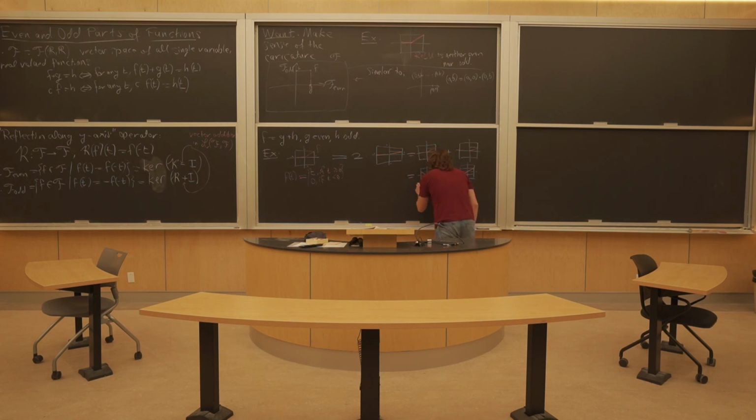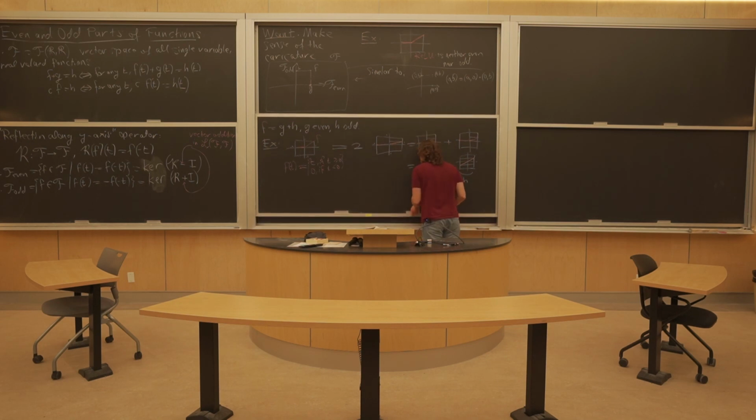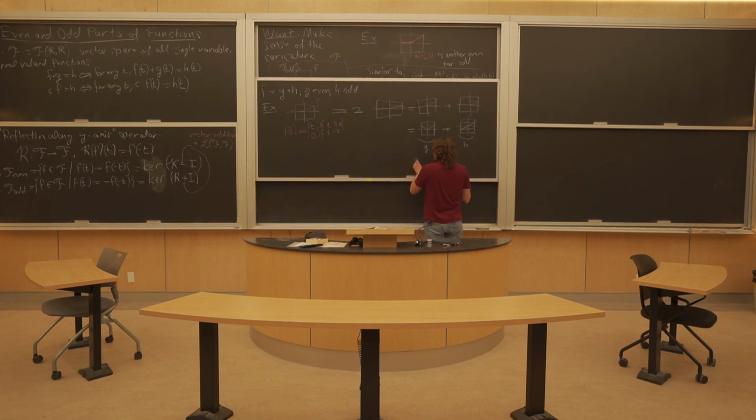So this now I can call G. And this I can call H. And note that G is certainly even. It has symmetry like this. And H is certainly odd. And what are the formulas for these? G is, well, I can just write it like this: the absolute value of t divided by 2. And H is just t over 2.